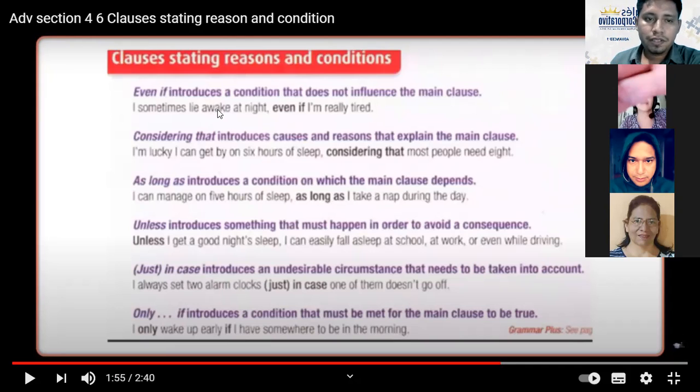I'm going to use the example here, the ones that we have here. It says, I sometimes lie awake at night, even if I'm really tired. If you notice there, we have two sentences and the word. There is a rule in order to write those kind of sentences, but it's not related to the use of verbs. For instance, if you use even if at the beginning, you don't have to use the comma. But if you use even if in the middle of the sentence, you need to use a comma in order to identify the other sentence. So that's going to depend on the usage that you are going to be writing, the examples that you're going to be writing.